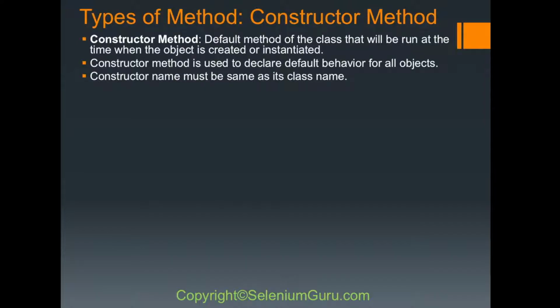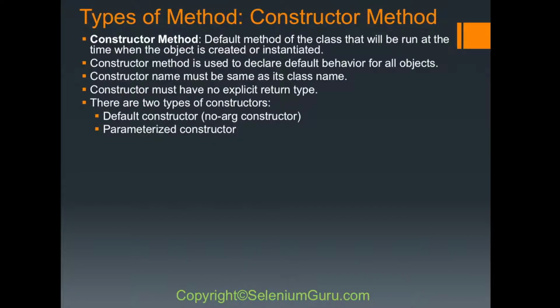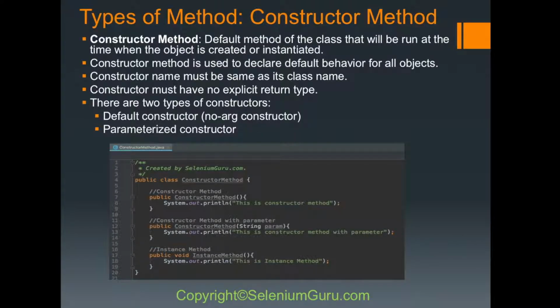Constructor method name must be same as its class name. I'm going to explain it to you in a bit here. The constructor method must have no explicit return type. And there are two types of constructor, default constructor and a parameterized constructor. I'll give you an example here, right?